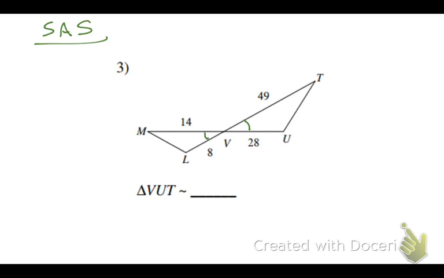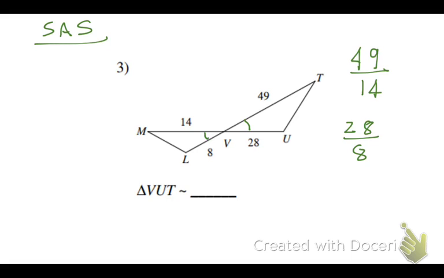So if these are going to be similar, it will be due to side angle side. So let's take the long side from triangle VUT, that would be the 49 length, and divide it by the long side of triangle MLV, so that'll be 14. And then we'll check the short side from triangle TUV, and that's 28, and divide it by the short side from triangle MLV. So do that math, 49 divided by 14, and then also do 28 divided by 8.